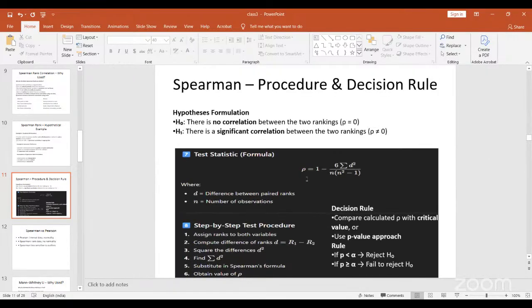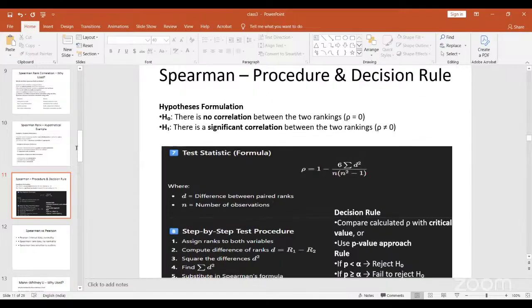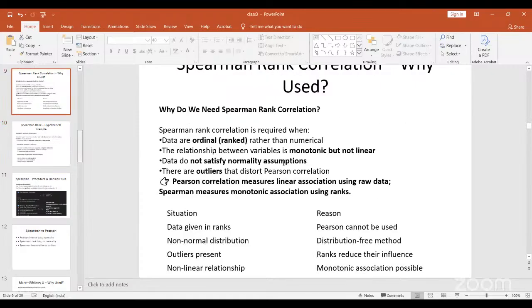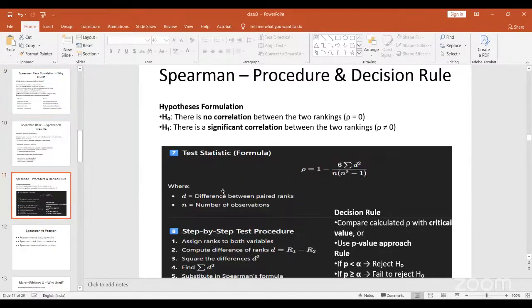So what is the test statistic here? This is the test statistic. The D is the difference between paired ranks. In the example, I have already told, somewhere I have told about the difference. So for each of the ranks, you can get the difference between the ranks. Suppose for student A, the rank for the mathematics marks is 1.